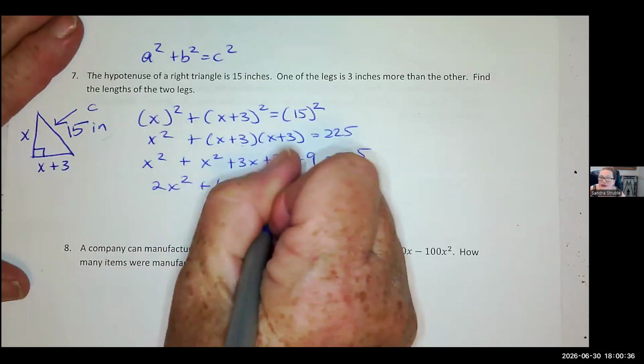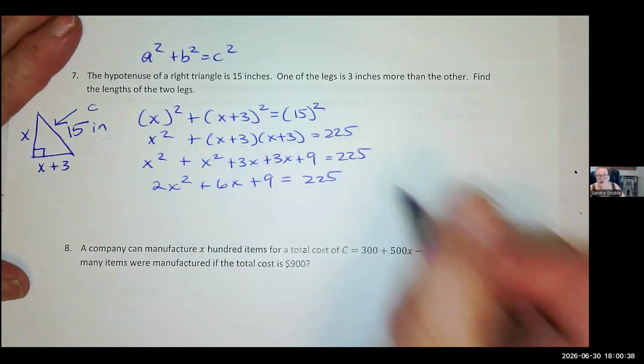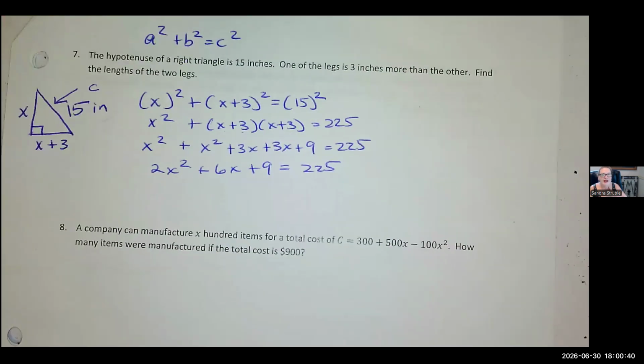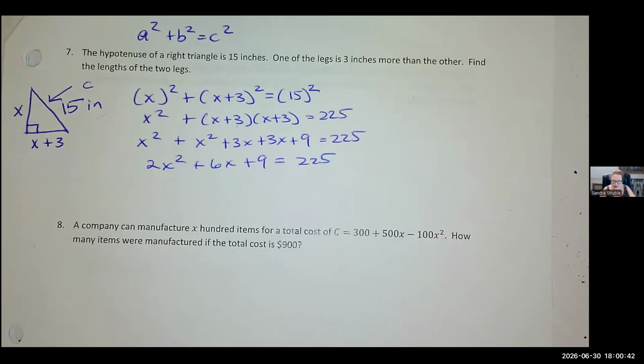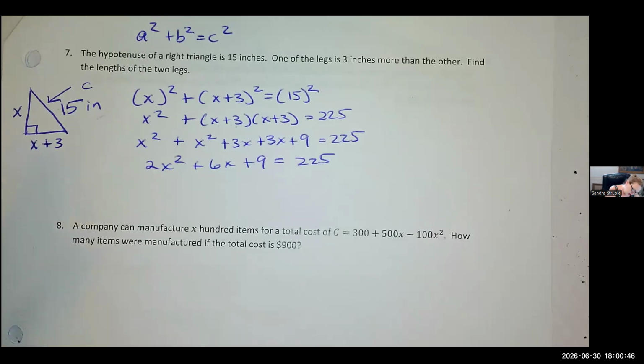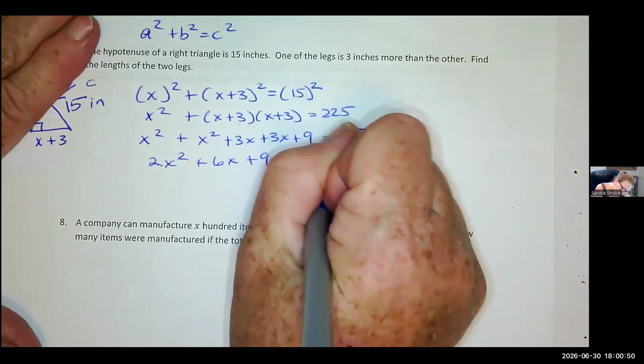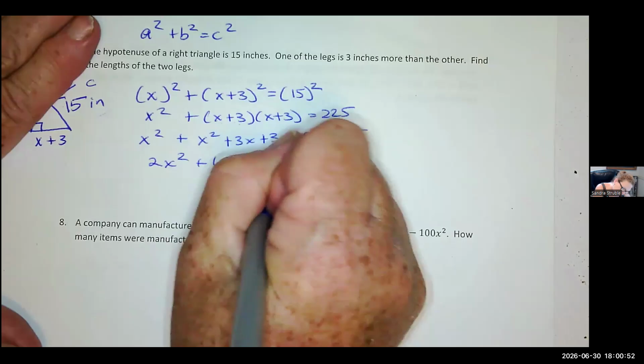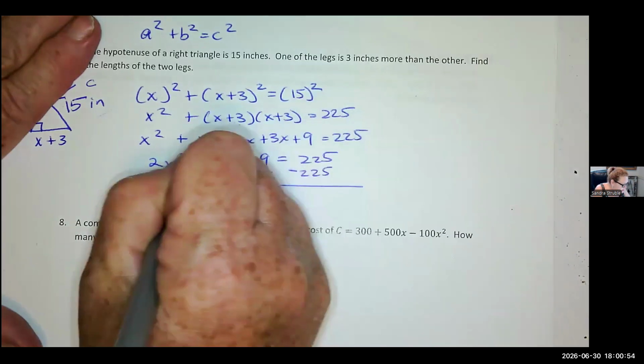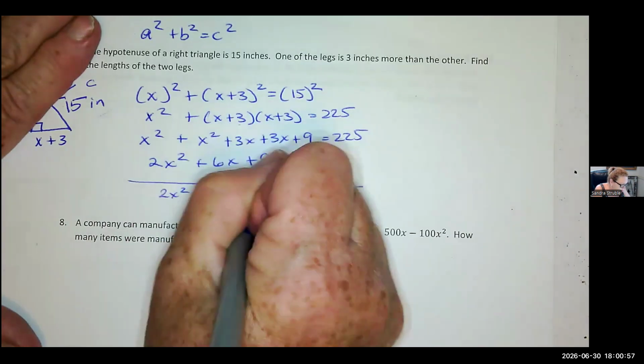We need to set everything equal to 0 since the coefficient of x squared is positive. We're going to leave those numbers on the left and just bring the 225 over, subtracting it from both sides. What number is that? 216? Yeah.